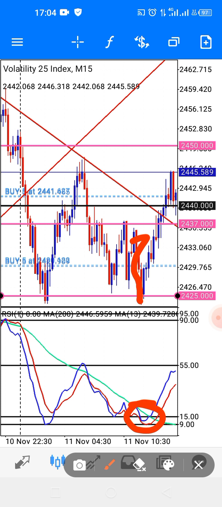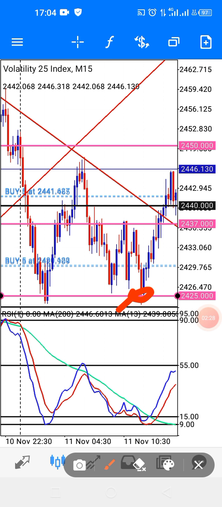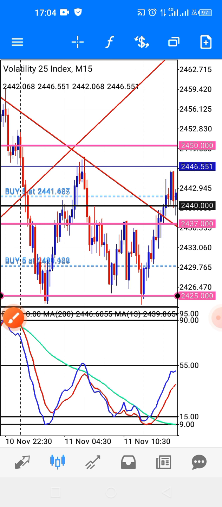My indicator window gave me oversold. Now I've gotten two confluences: the market coming back to my mini psychological level, that's my sub psychological level, and also my indicator giving me oversold. So what else do I have to do? I have to wait for price to give me a bullish push.